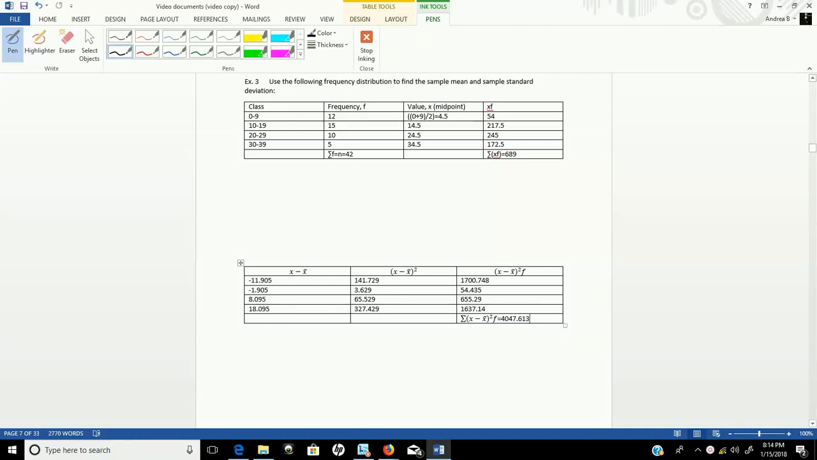Alright, for the second part here, section 2.4 for the video here, we have example 3, where we need to find, from this frequency distribution, the sample mean and sample standard deviation. So in this case, I would give you the frequency distribution. For instance, I'd give you the class, and I'd give you the frequency here. And then you would need to fill out the rest of the information in the tables that I have here.